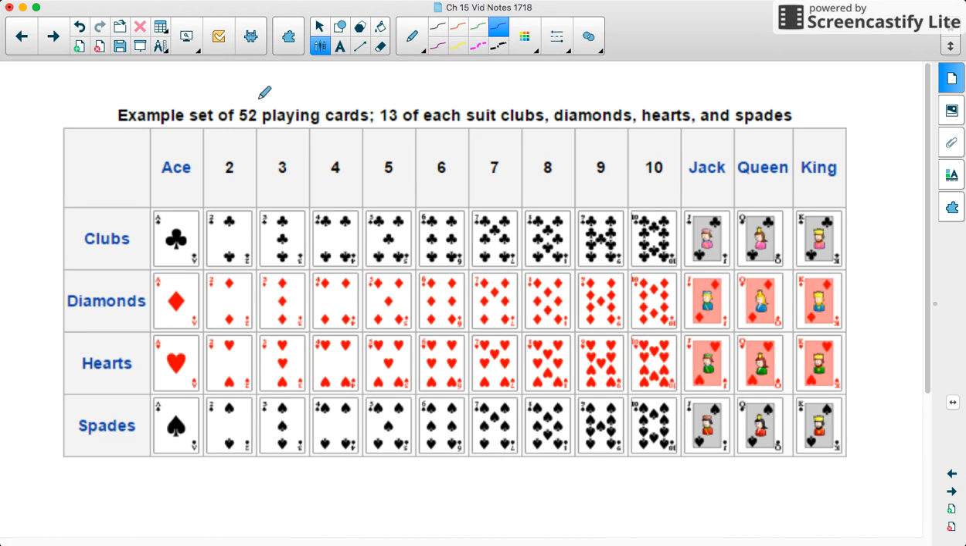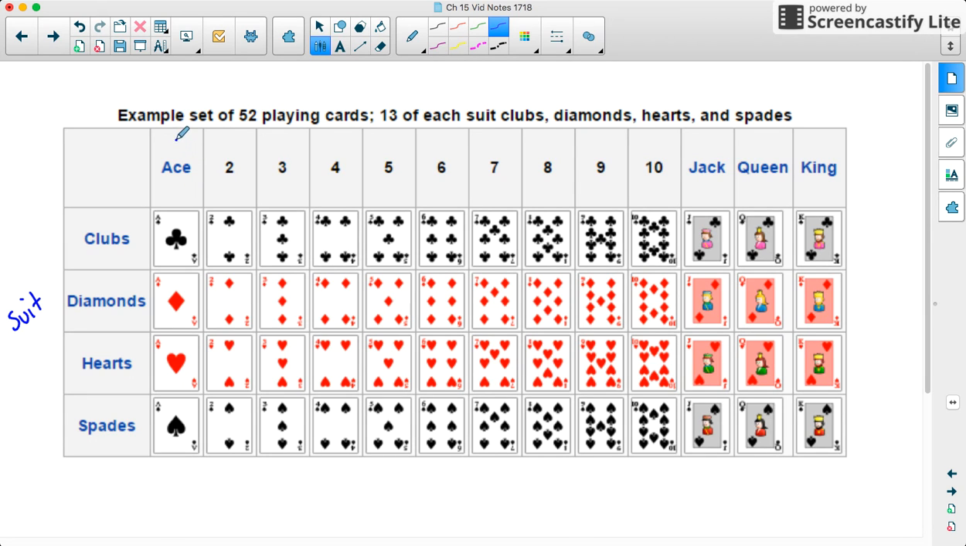So basically, there's 52 playing cards. There's 13 cards of each suit. The suits are over here. We have clubs as a suit, diamonds, hearts, and spades. Obviously, spades and clubs are black. Diamonds and hearts are red. Then we have the different numbers of the cards.